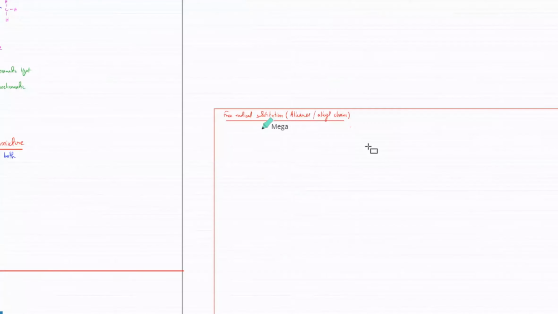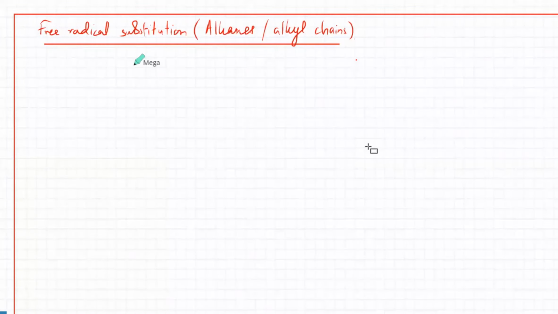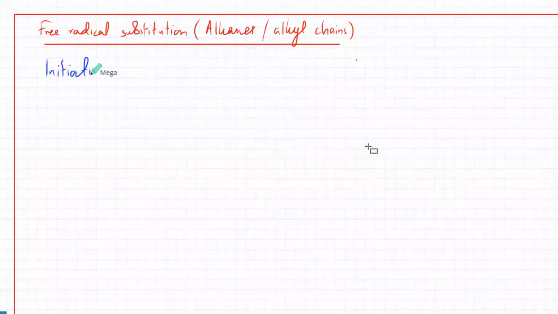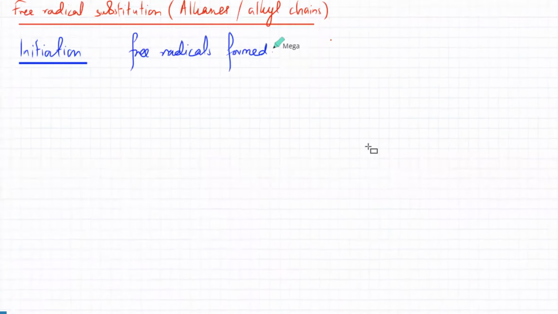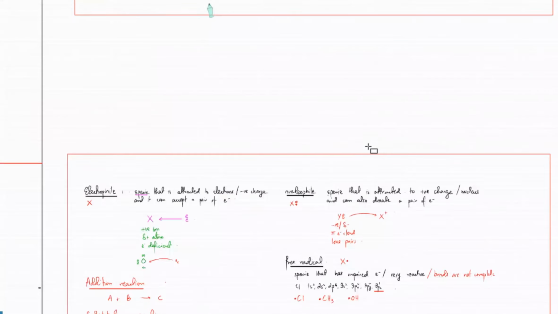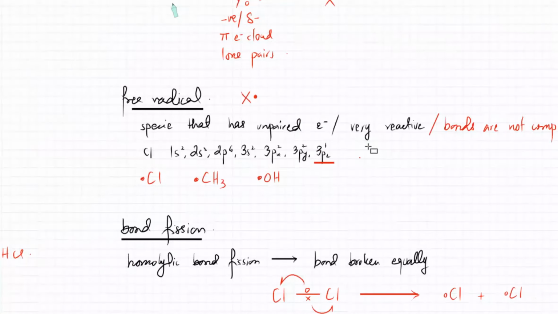Now, the mechanism is divided into two parts. Starting with the first part, that's known as initiation. Initiation is the step where free radicals are formed. So the question is, what is a free radical? And how is it formed? We did answer this. We did write the definition of free radicals right underneath this.